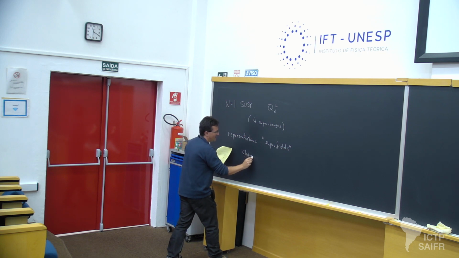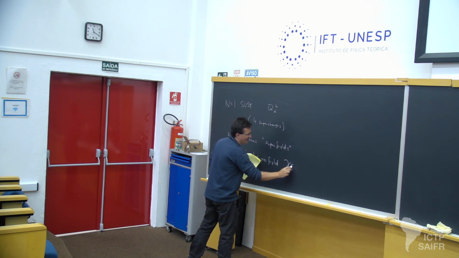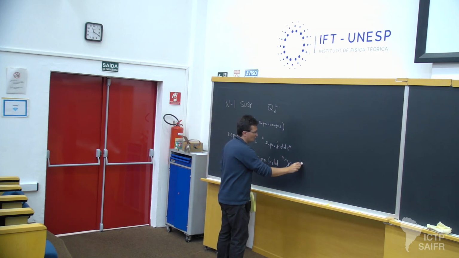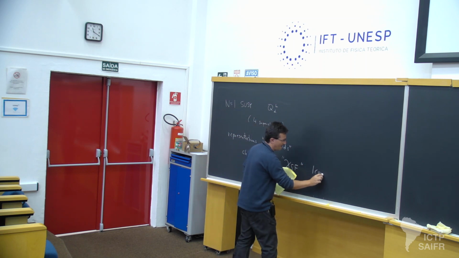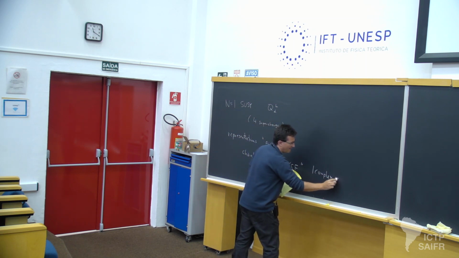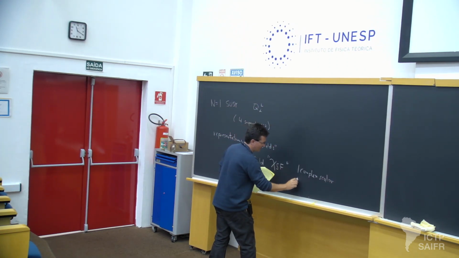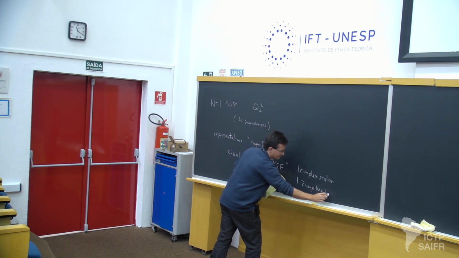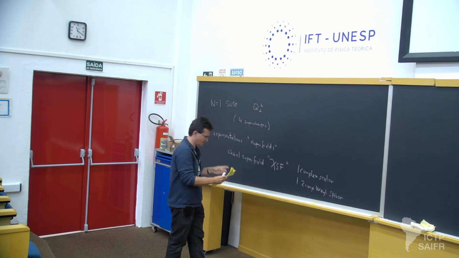One of them is the chiral superfield. Often I will just abbreviate it as chi-SF. I don't want to write this so many times. So chiral superfield. Okay, and this has one complex scalar and one two-component Weyl spinor. Okay, so that's a chiral superfield.